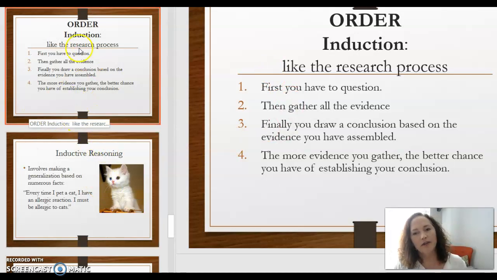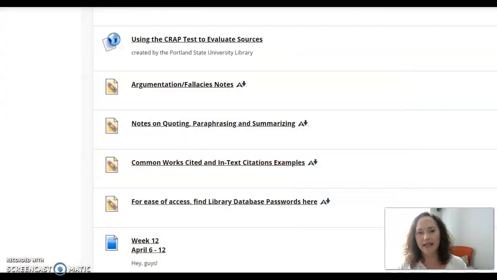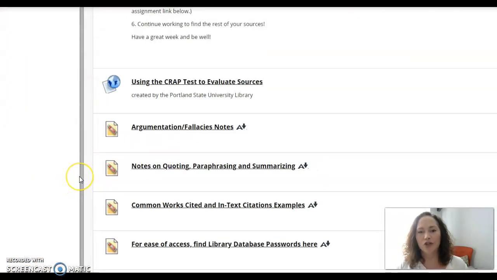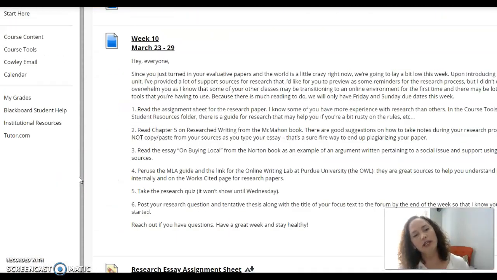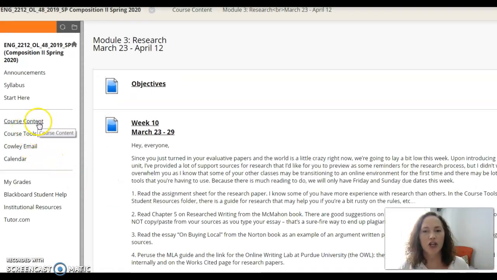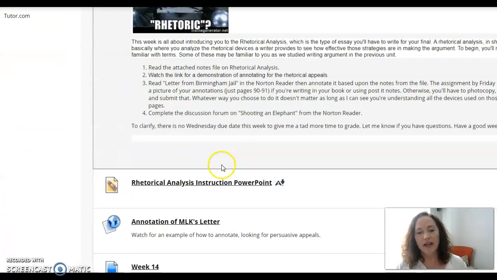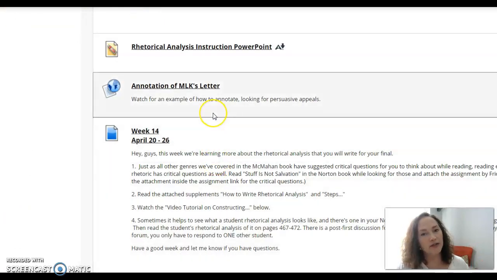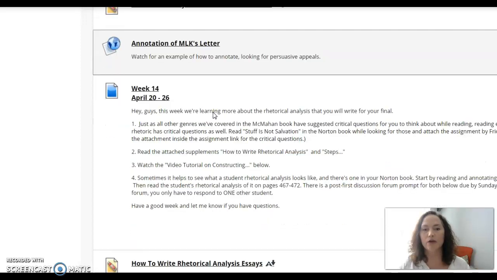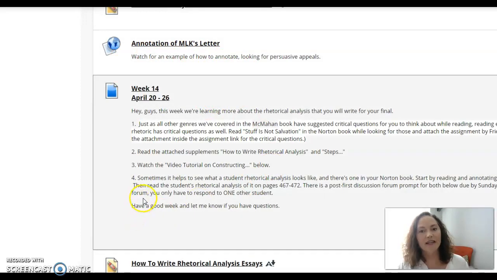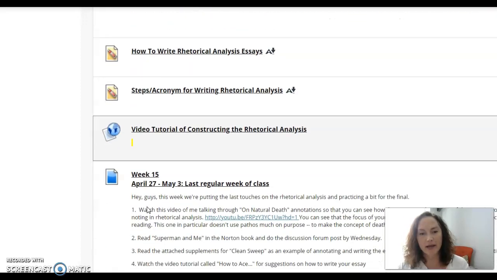But I want you guys to remember induction and know what that is and the difference. And that, again, was back in that research module on argument. So again, we're building upon our knowledge, okay? So if we go into the rhetoric module, then you will see that I still have all of these different aids for rhetorical analysis. So go back and review those so that you're really solid. Even the videos on annotating the essay by Martin Luther King and that kind of thing.